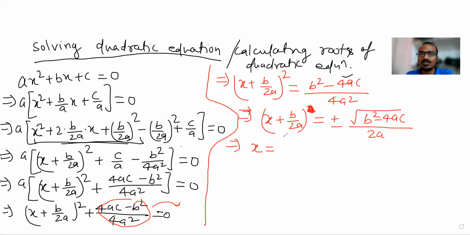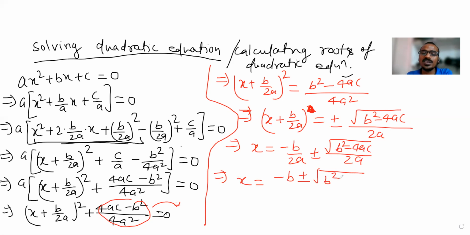So what will be the value of x? Now on isolating x, take this thing to the right side, it will become minus b by 2a plus minus under root of b square minus 4ac by 2a. Very important result we are going to obtain here. x equals minus b plus minus the root of b square minus 4ac, divided by 2a. This is a very important formula we have.